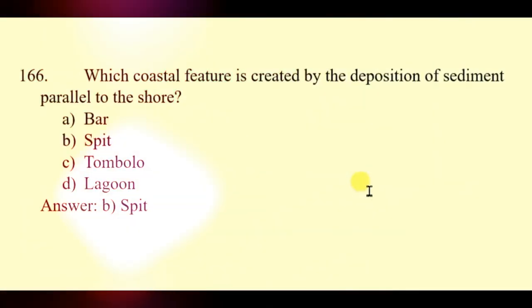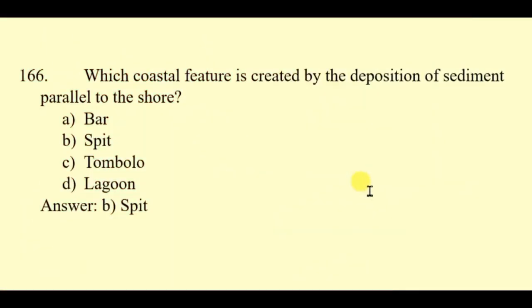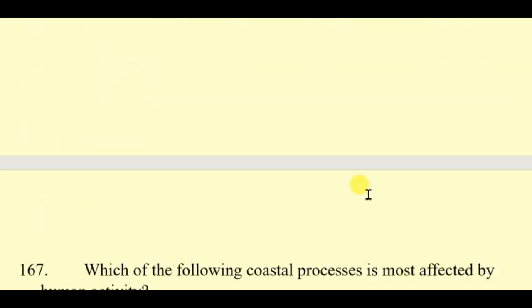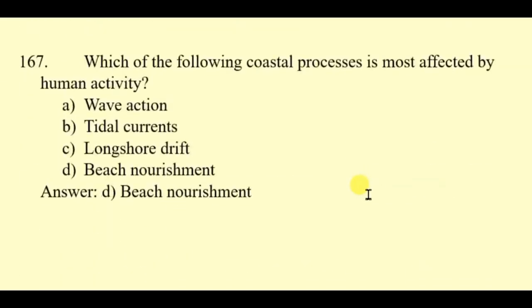Question 166. Which coastal feature is created by deposition of sediment parallel to the shore? Bar, spit, tombolo, lagoon. Here the right answer will be spit. Question 167. Which of the following coastal processes is most affected by human activity? Wave action, tidal currents, longshore drift, beach nourishment. Here the right answer will be beach nourishment, because it is a man-made process.